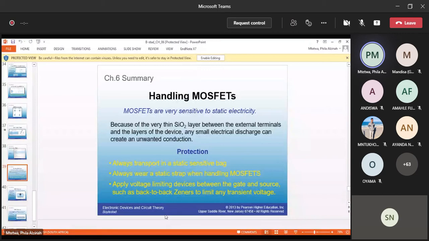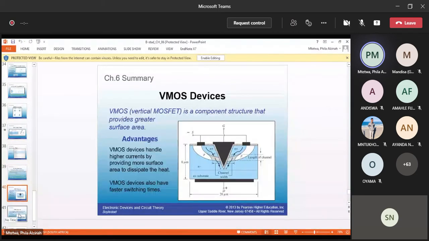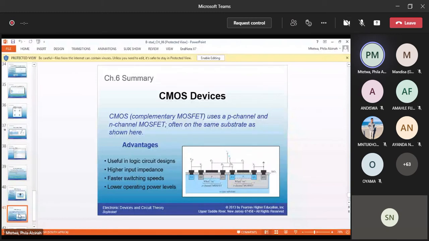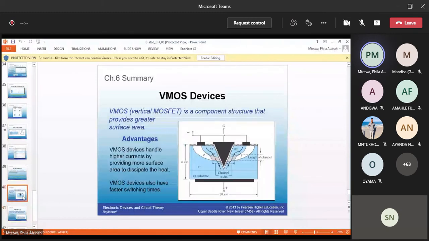VMOS is not part of our scope, but it's good to know that there is a VMOS. A VMOS is a vertical MOSFET. It's a component structure that provides greater surface area. Advantages of a VMOS: devices handle higher currents by providing more surface area to dissipate heat. VMOS devices also have faster switching times. As a vertical MOSFET, it's faster.